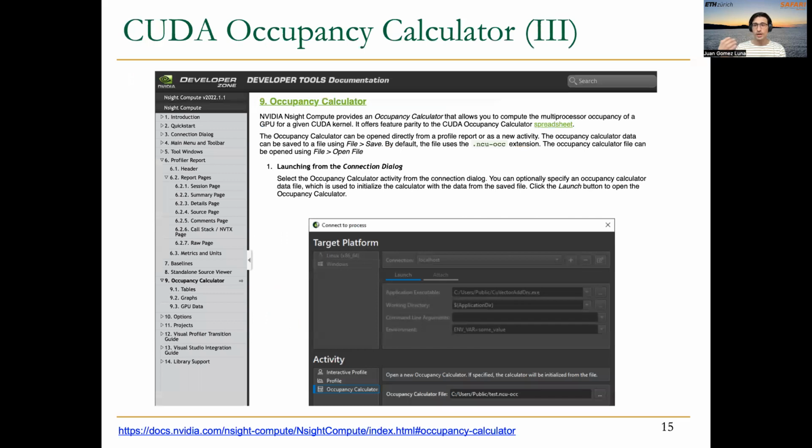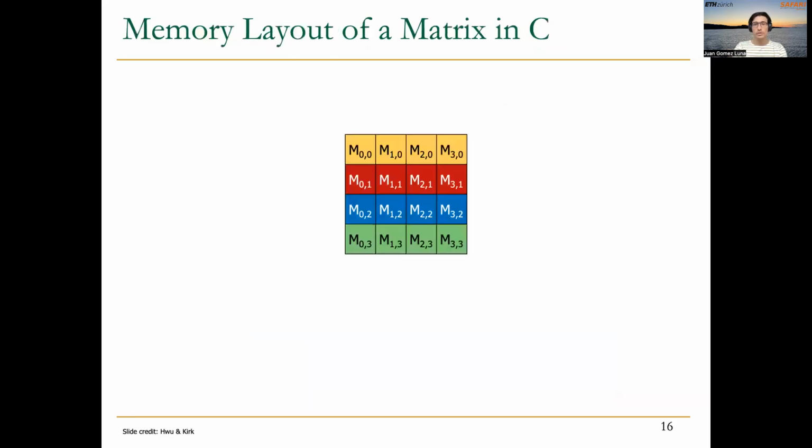There used to be an Excel sheet, a pretty nice one, to calculate the occupancy, taking into account the previous parameters, like the number of threads per block, the register usage, and the shared memory usage. Now, NVIDIA has replaced this Excel sheet with the occupancy calculator that Nsight now includes, and it basically provides the same functionality. So now that the occupancy is more or less clear, let's go into the details of how memory is accessed.